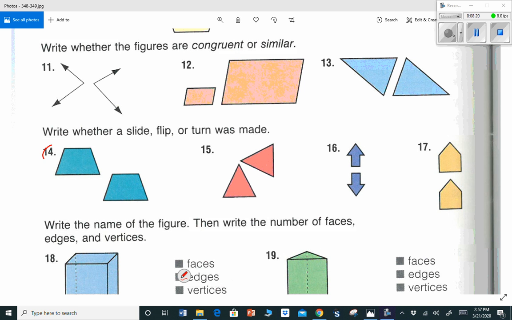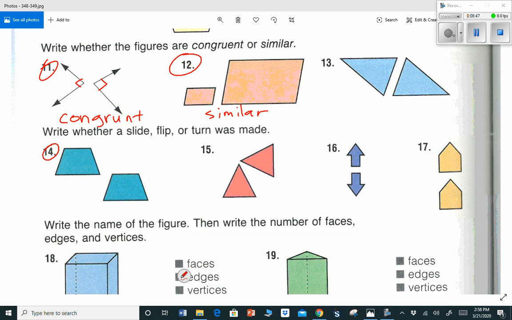Okay, for number 11, we have to tell whether the figures are congruent or similar. So they're definitely at least one of those things. Can you tell that these angles are both right angles? With angles, then, they would simply be congruent. Obviously, number 12, they're not congruent because they're not the same size, so they must be similar.